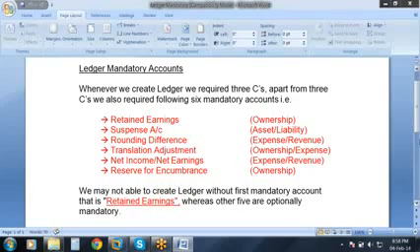That is required to create the ledger, whereas the other 5 are optionally mandatory. What is that? Optionally mandatory. What do you mean by optionally mandatory?